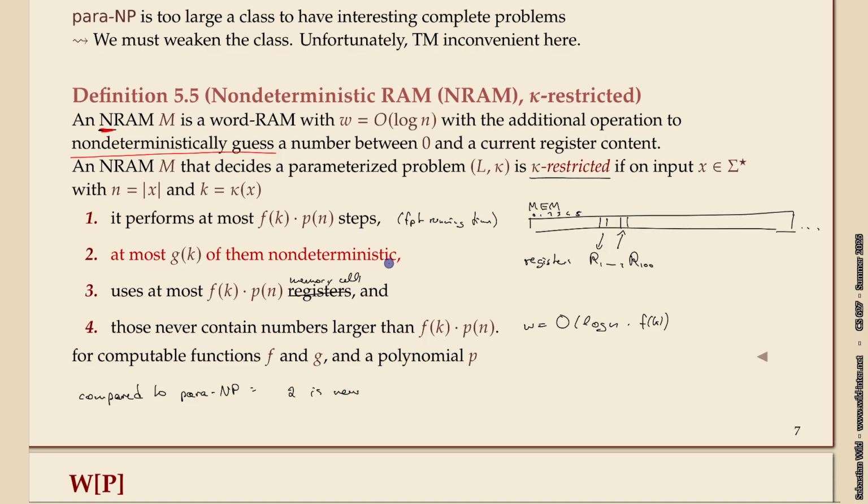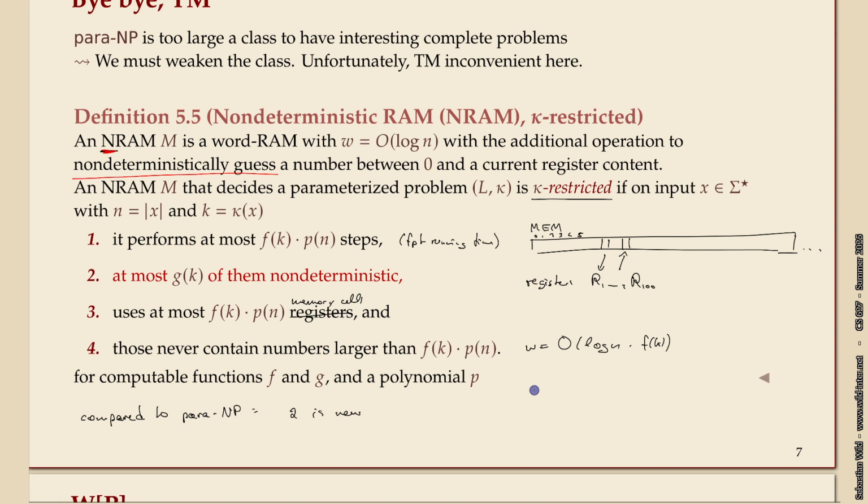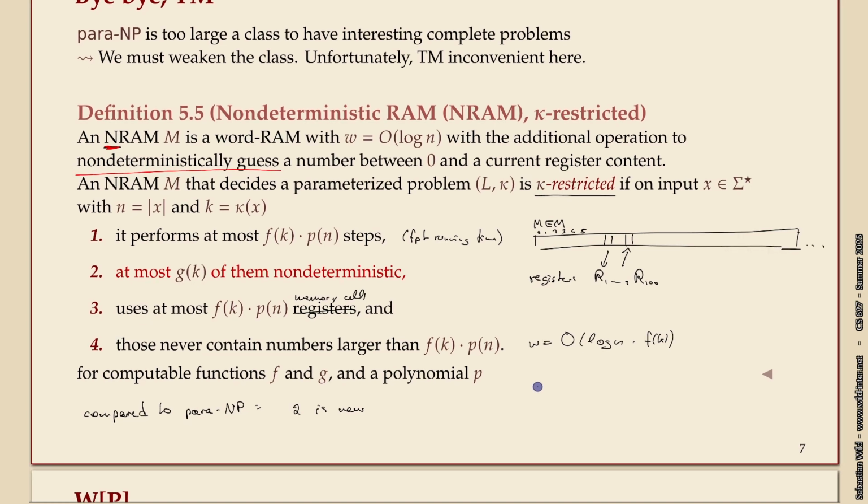There we didn't have step 2. We said non-deterministic Turing machine with a certain running time, but it was allowed to do a non-deterministic step each time it does a step. And so this restriction 2 here is the key difference.